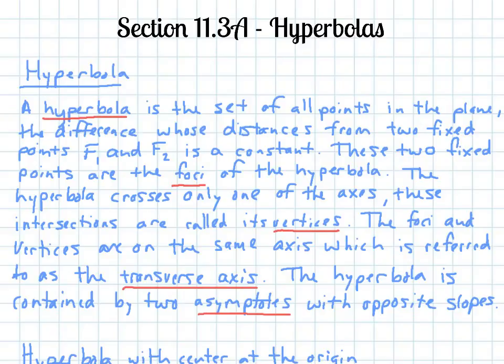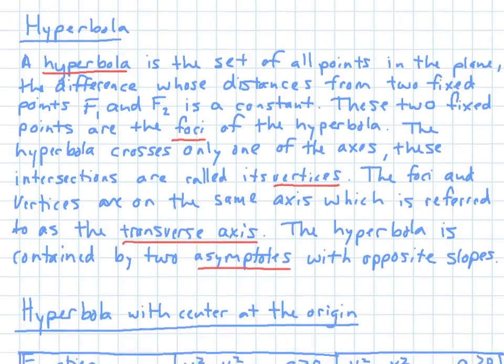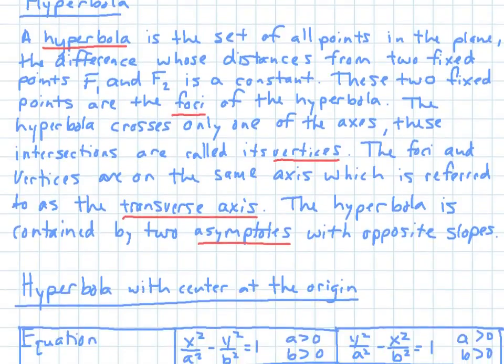The hyperbola crosses only one of the axes. These intersections are called its vertices. Okay, so it does have the other values still incorporated, but it's not really touching, so we don't really graph them per se, like label them so much. The foci and the vertices are on the same axis, like with the ellipse, which is referred to as the transverse axis. Okay, so it's not the major and minor, it's just a transverse axis.